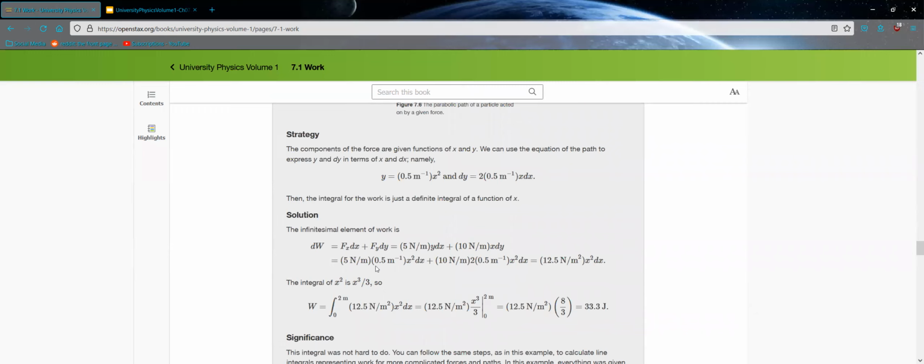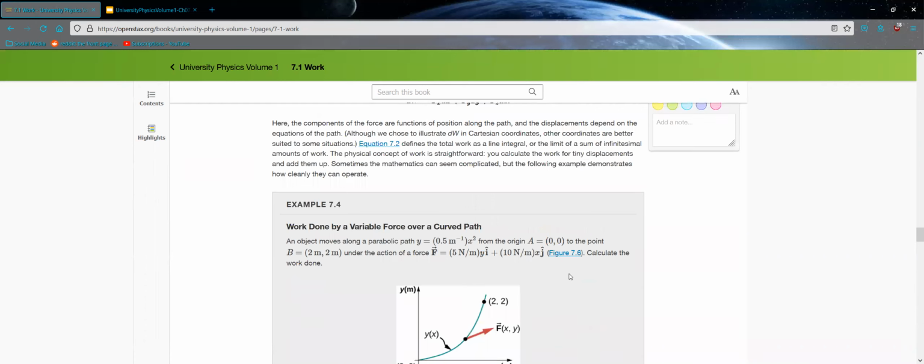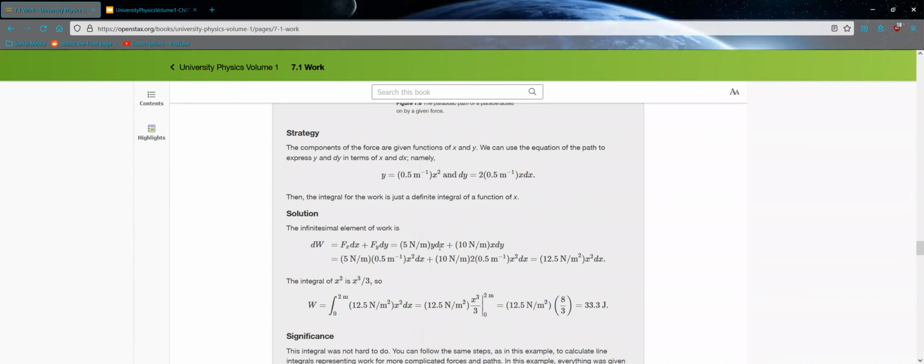Plug in as the equation is shown here, our 5 Newton meters, our y is 0.5 x squared, and then dx. And then here's our 10 Newton meters, which was our force in the y direction, times x, which is given by 2.5 x squared, and then our dx that is shown. Sweet. Plug everything together. We land on an equation of the infinitesimal element of the work as 12.5 Newton meters squared x dx. Now we can integrate that over a distance, which is 2 meters, right?